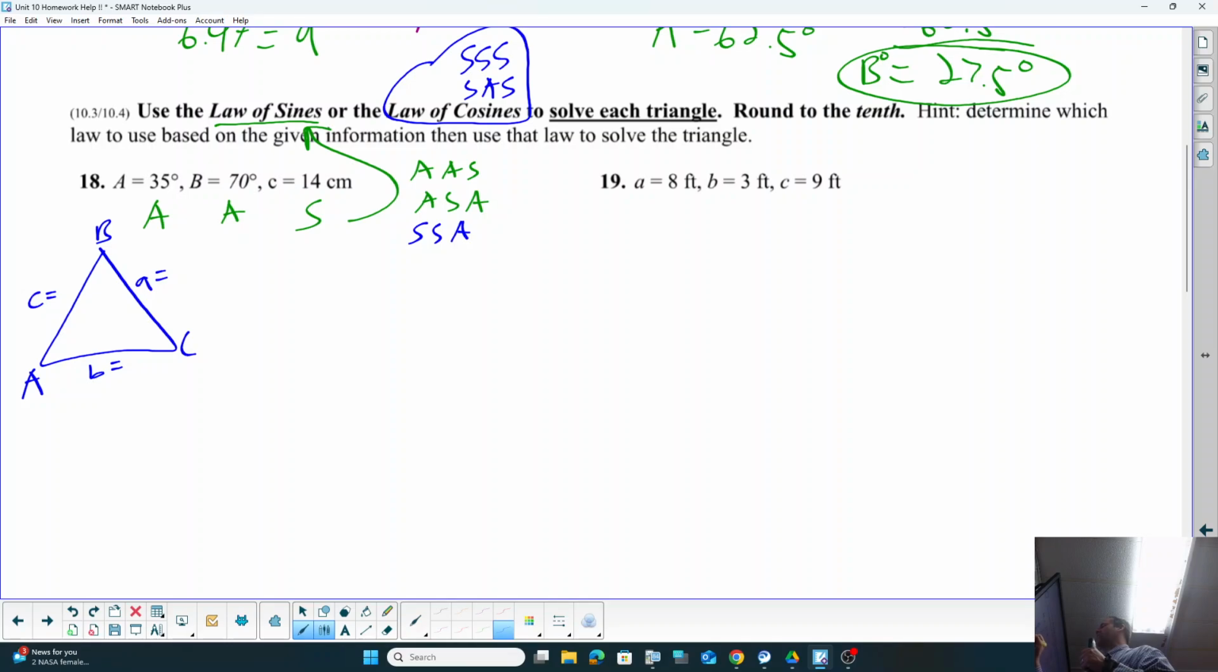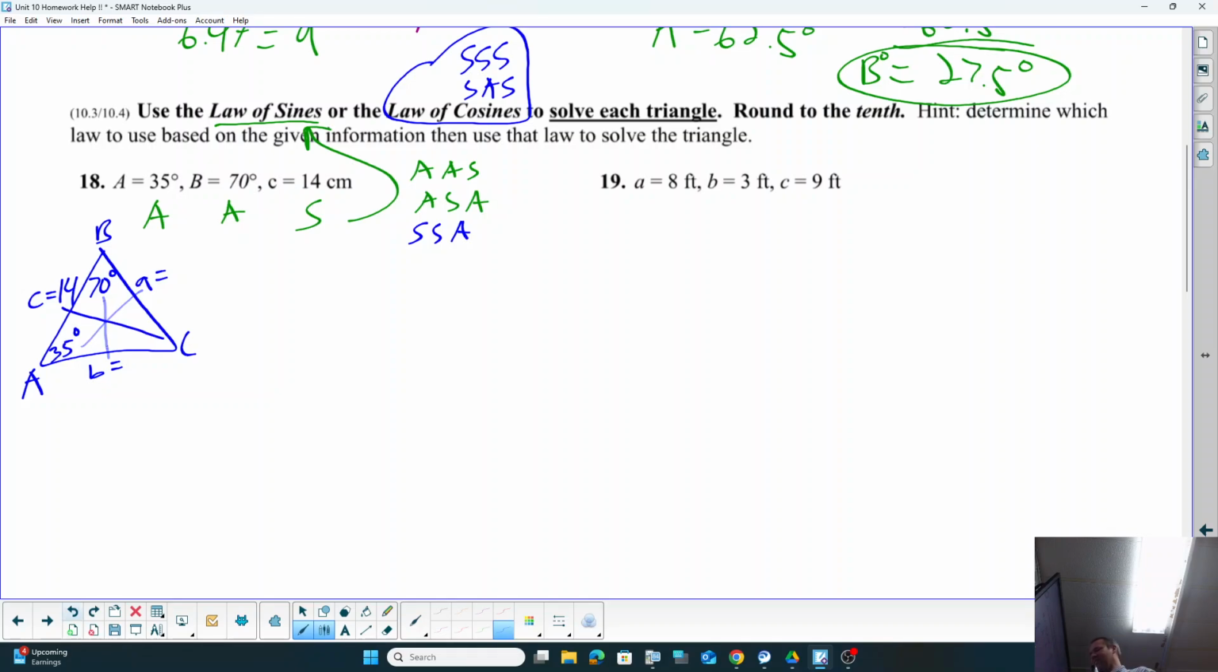So they give us that angle A is 35 degrees. They give us angle B is 70 degrees. And then they give us little c is 14 centimeters. Cool. So they want us to find all the sides and all the angles. Well, you can't really use the law of sines yet because you need an angle and a side, an angle and a side, or an angle and a side. But we're missing angles. There's no angle with a side anywhere.